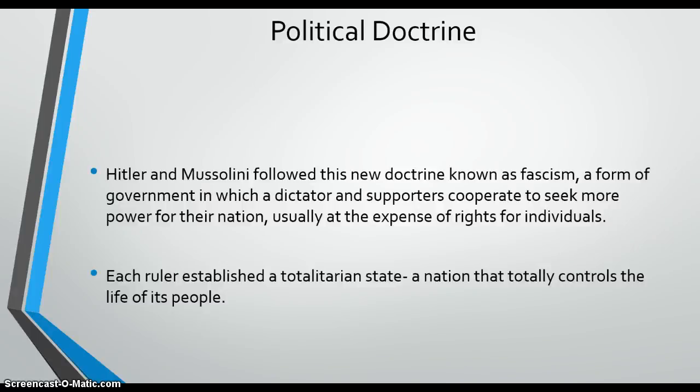And here we see that Hitler and Mussolini followed this new doctrine known as fascism, a form of government in which a dictator and supporters cooperate to seek more power for their nation, usually at the expense of rights for individuals. Also, each ruler established a totalitarian state, a nation that totally controls the life of its people.